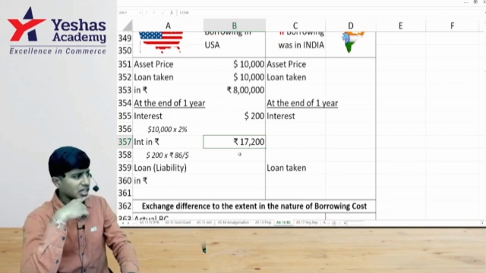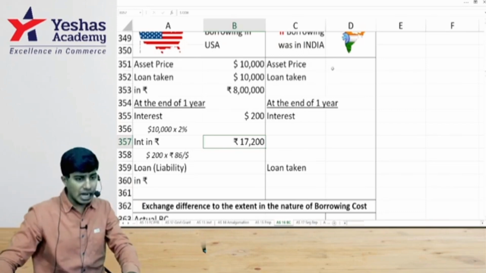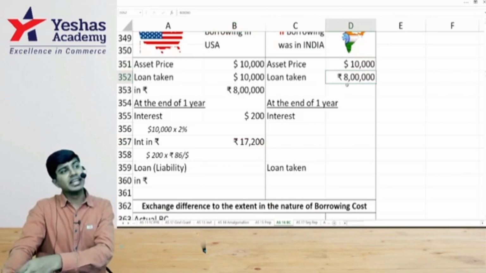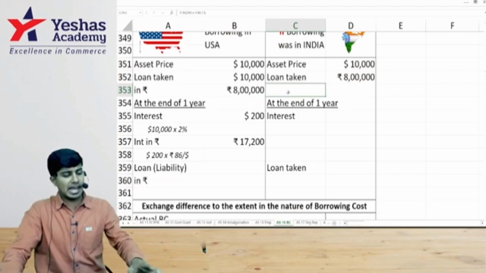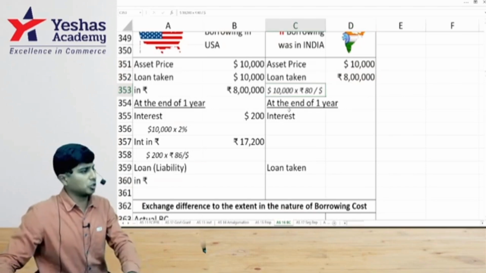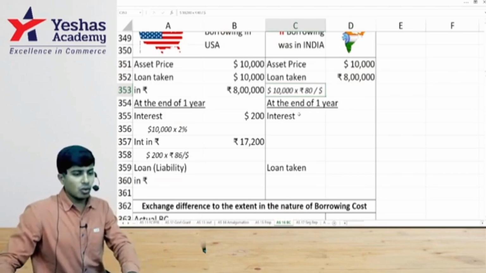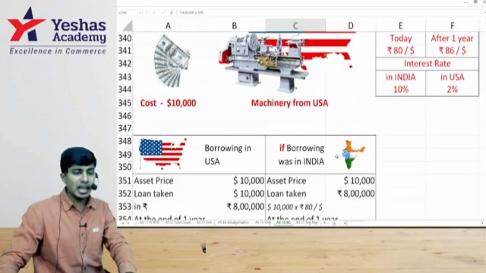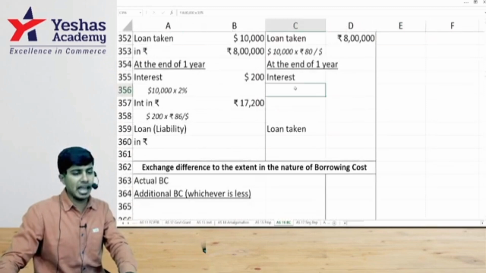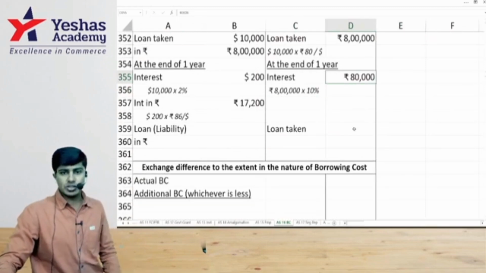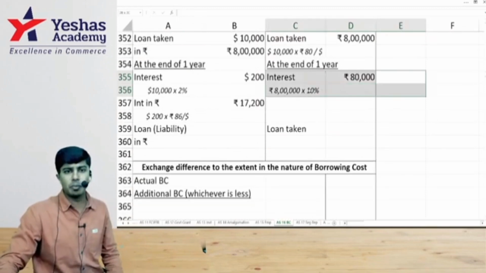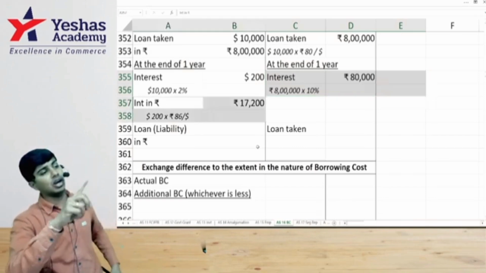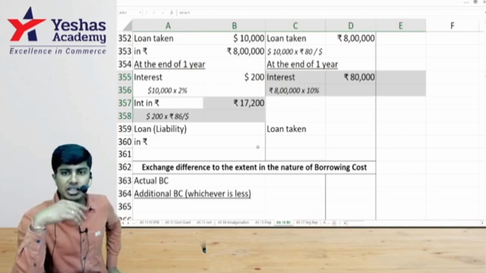However, if I would have taken the loan in India, asset price would have been $10,000, loan taken $10,000. In Indian currency, the loan would be 8 lakh rupees, for each dollar is 80 rupees. Now, at the end of 1 year, interest has to be paid on 8 lakh rupees at 10%. 8 lakh into 10% is 80,000. If I take the loan in India, I have to pay 80,000 as interest. Because I took the loan in USA, I need to pay $200, whose equivalent value is only 17,200.